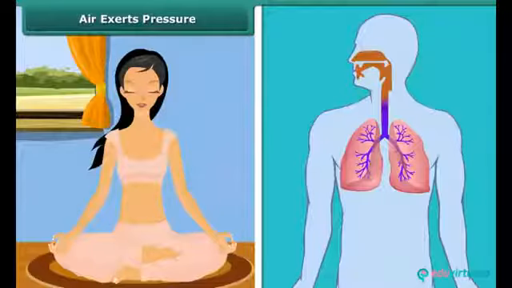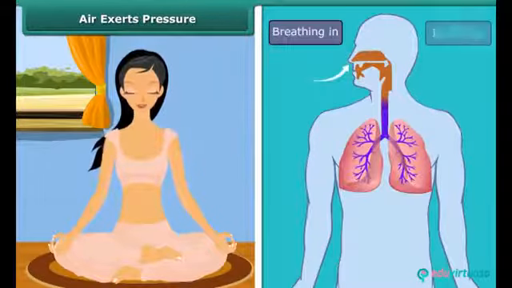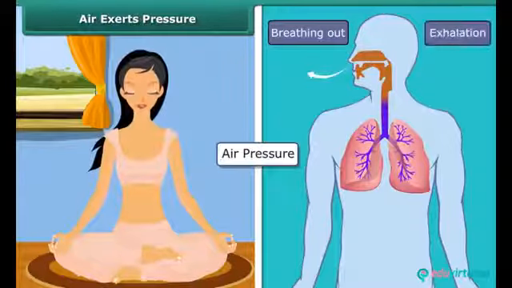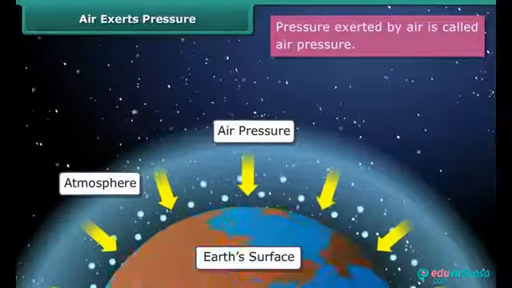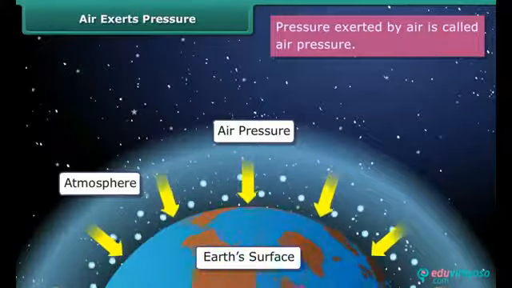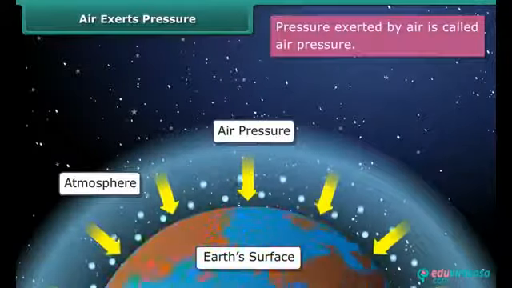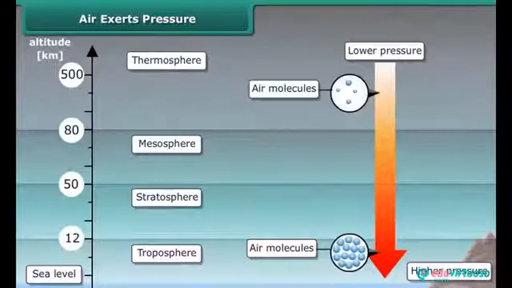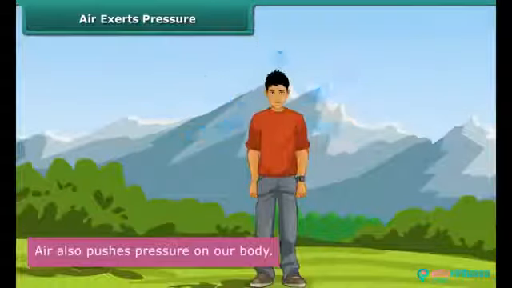Air exerts pressure. Have you ever thought what helps our lungs to inhale the air? Well, it is air pressure, which forces the air into our lungs when we breathe in. Earth's atmosphere is made up of a number of gases. These gases exert pressure on the Earth's surface. We call this pressure as air pressure. The Earth's atmosphere is 80 km deep. As we move upwards, the air pressure decreases. Air also pushes pressure on our body.